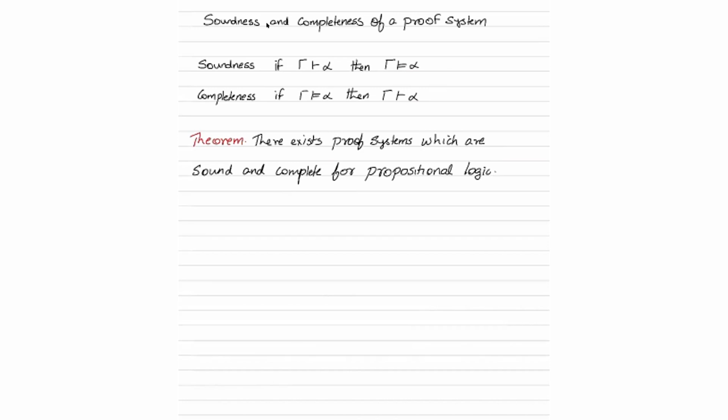So it does not have any axioms. It just has quite a lot of inference rules. That is one proof system, but that's not the unique proof system. You can define other proof systems.